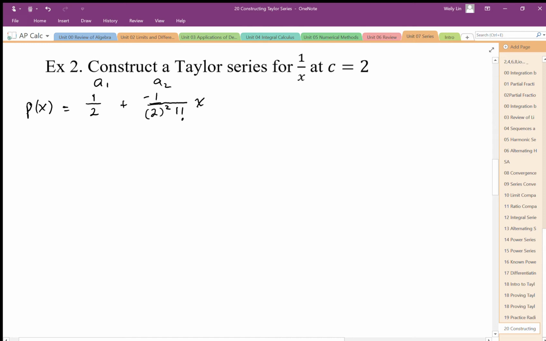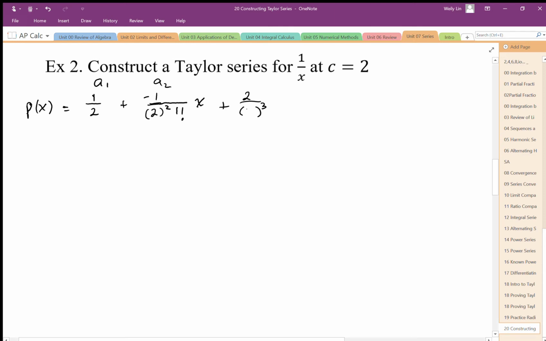Okay, so it looks like it alternates. So I'm going to go plus. I'm going to then take the next derivative. So that's going to be the derivative of that function. So it's going to be negative times negative, which is positive. So I'm going to end up with positive 2 over x to the power 3. Okay, so we're going to increase the power. We're going to take 1 away from the power.